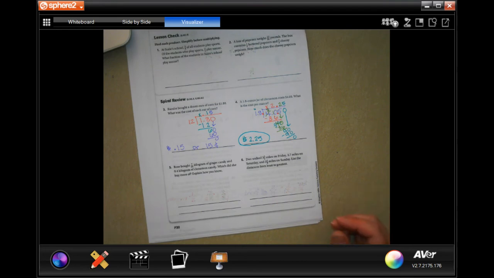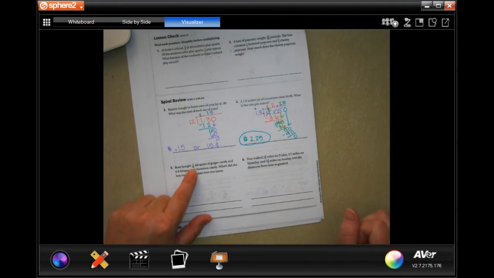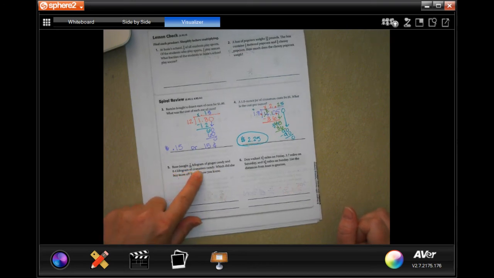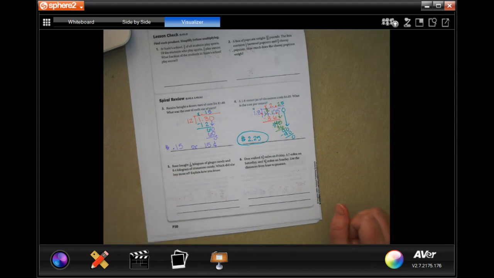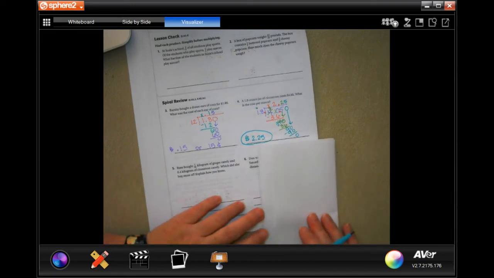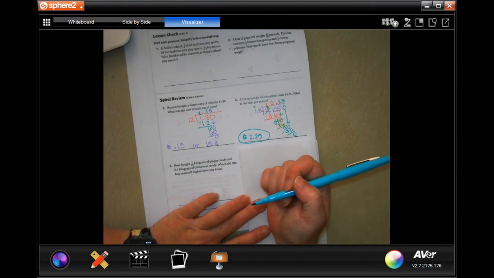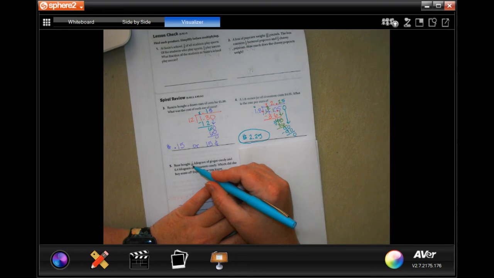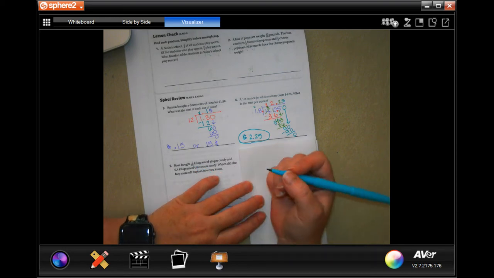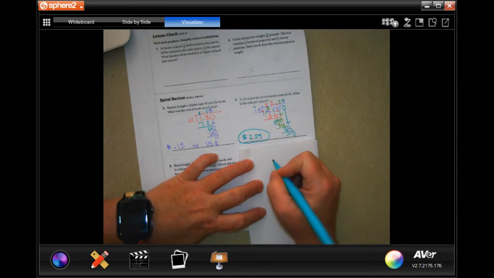That's totally fine. Okay. Rose bought 7/20 kilogram of ginger candy and 0.4 kilograms of cinnamon candy. Which did she buy more of? Okay. Now remember, when we are doing math, it is easier to make them into decimals to compare them as opposed to making them into fractions, okay?